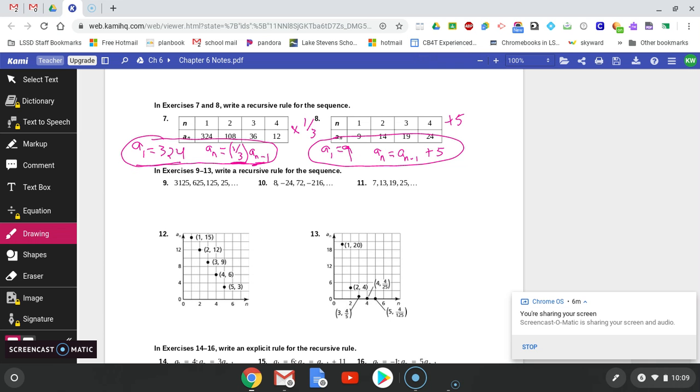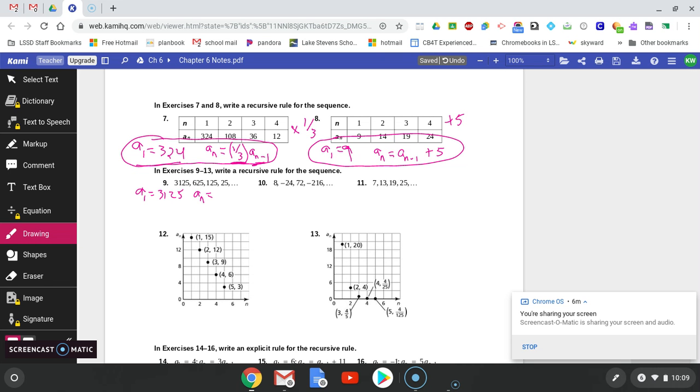Okay, number 9, it says to write the recursive rule for the sequence. So we're doing the same thing, only now it's given to us as a list instead of in a table. So we start by identifying the first term. A sub 1 is equal to 3,125. How do I find the next term?